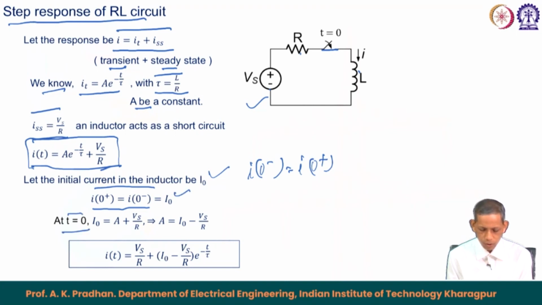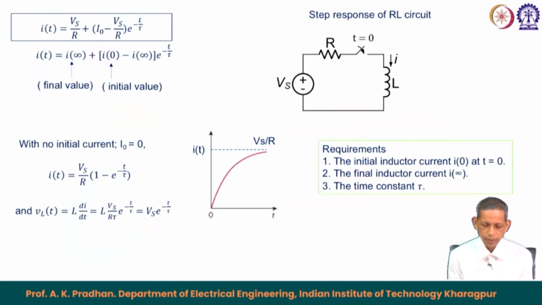So, at t equals 0, if we substitute in this relation, A becomes equal to I naught minus Vs by R. Substituting this A value, we get i(t) equals Vs by R plus I naught minus Vs by R, times e to the minus t by tau. So, this relation is also similar to that. This is the steady state part, this is the initial part, and this is the transient part.